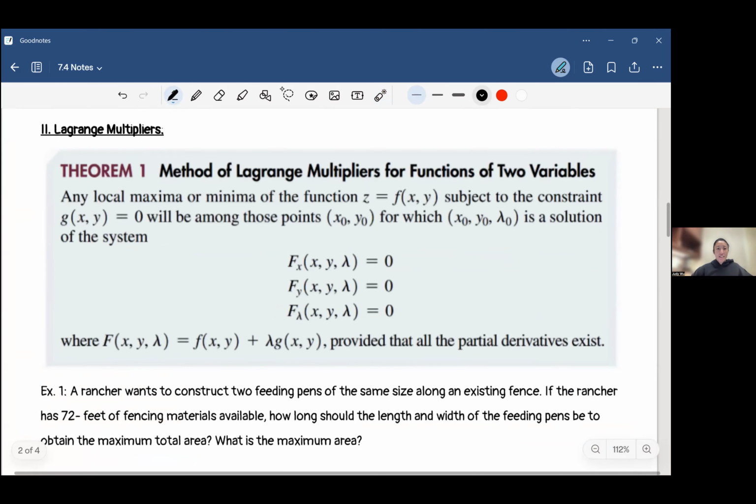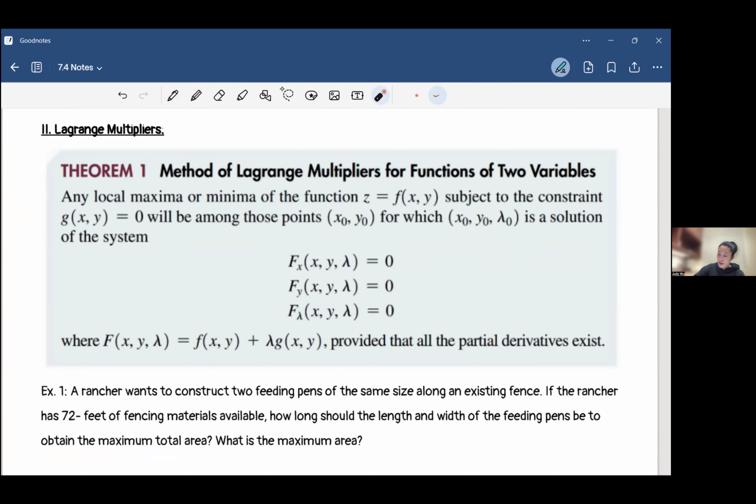All right. So let's take a look at number 2, or part 2, Lagrange multipliers. It turns out that we have this theorem. For this method of Lagrange multipliers for functions of two variables, we can find the maxima and minima with whatever constraint we have using a system of equations.